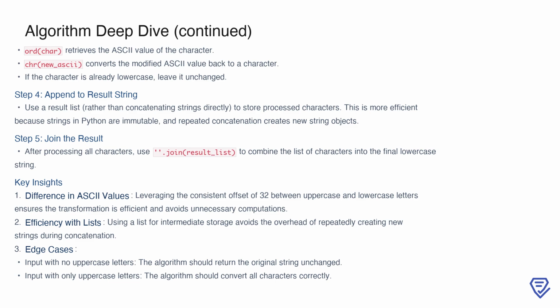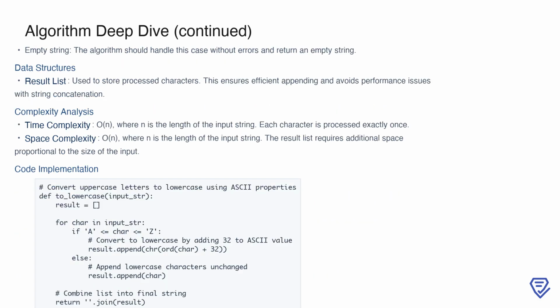The algorithm also accounts for key edge cases. For example, if the input contains no uppercase letters, the original string is returned unchanged. Similarly, if the input consists entirely of uppercase letters, every character is converted correctly. By leveraging the consistent ASCII offset of 32 and using a list for intermediate storage, we achieve an efficient and reliable transformation. These insights ensure the algorithm performs well across a wide range of inputs. Additionally, we need to handle special cases, such as an empty string. The algorithm is designed to return an empty string in this scenario without any errors, ensuring robustness.